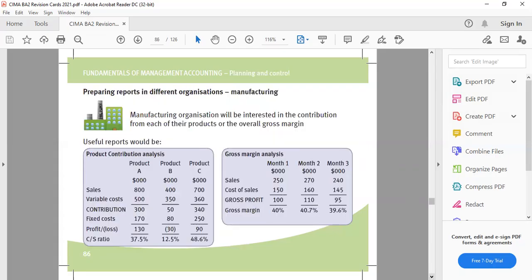Then see marginal costing and then absorption costing, how the reports are prepared. If it is marginal costing, they have this contribution method: sales minus variable cost is contribution, minus fixed cost is profit. But if it is absorption costing, they record it as sales minus cost of goods sold is gross profit. Gross profit minus operating expenses is operating profit. So that's how the presentation takes place.